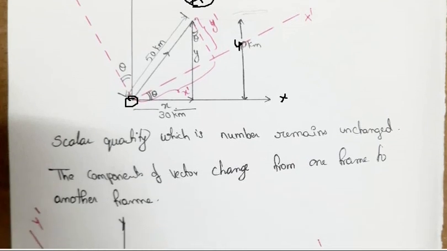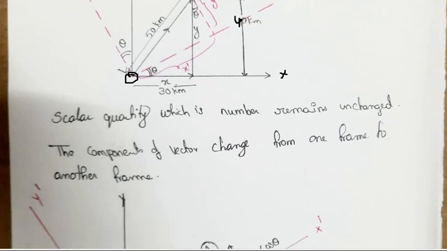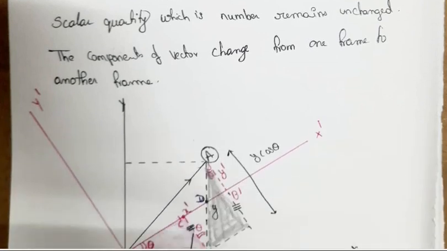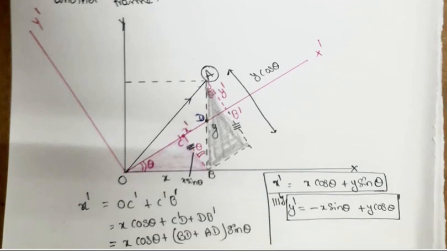So here are the statements. A scalar quantity, which is a number, remains unchanged, and the components of a vector change from one frame to another frame. As in my example, I'm going by bus and he is going by bike, so we'll see the differences with a clear view.